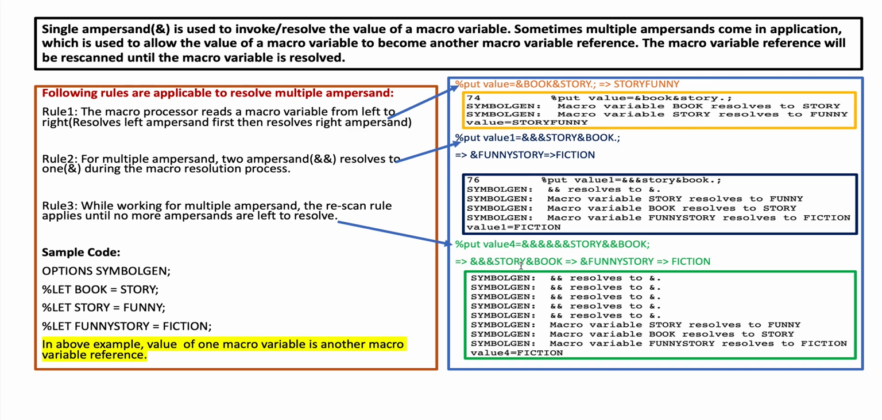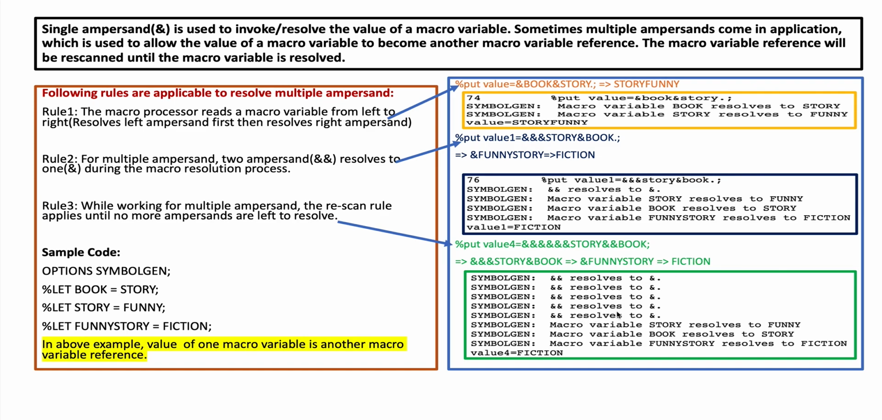Ampersand story resolves to funny. At the same time, ampersand book resolves to story. It became here funny story. And next iteration, third iteration, ampersand funny story finally resolves to fiction. In this way, multiple ampersand works.